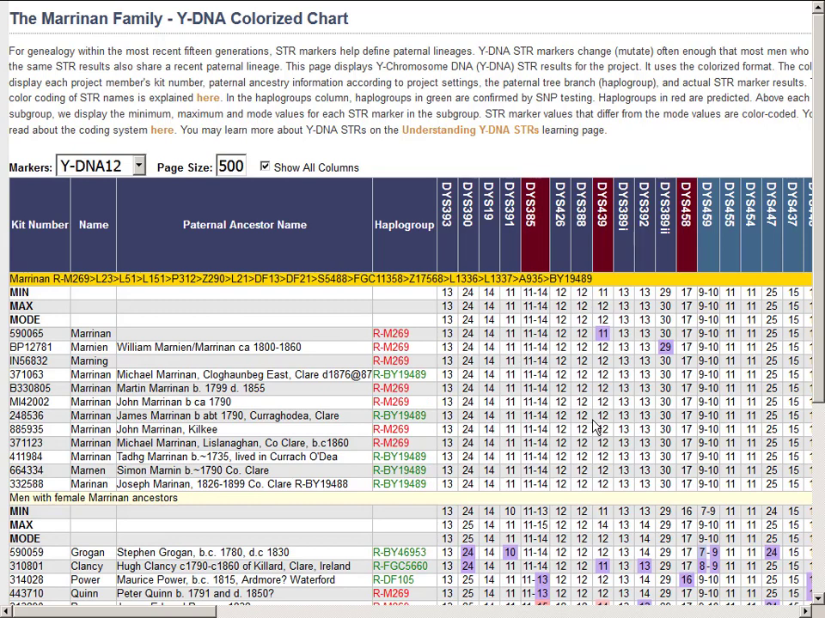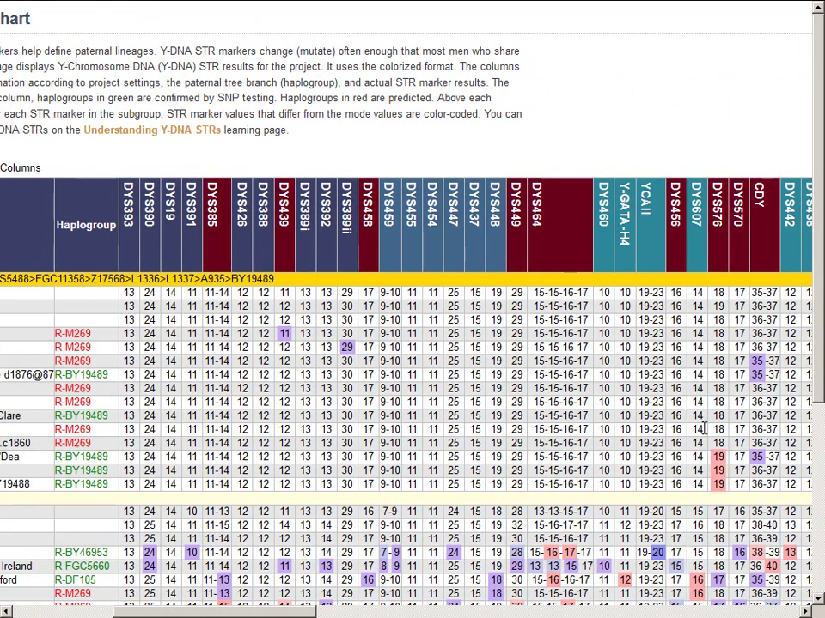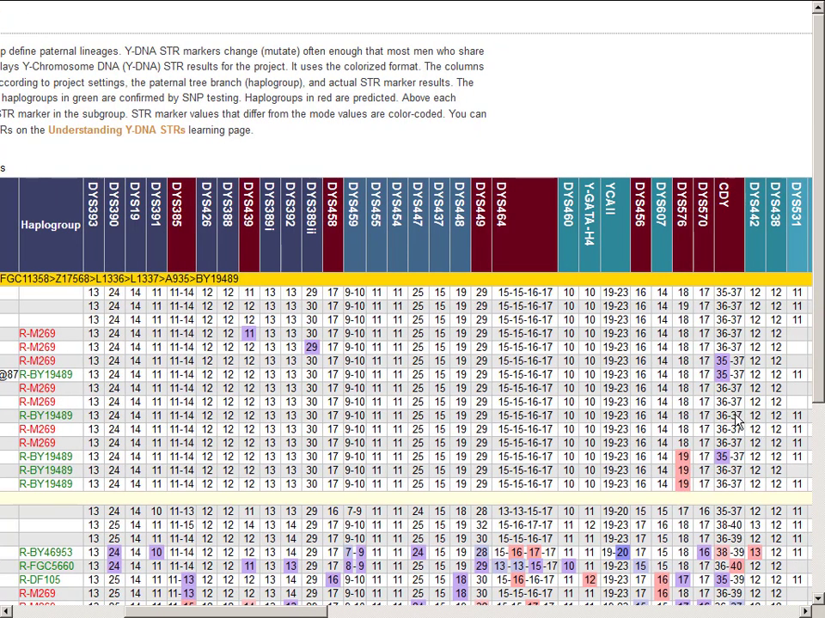Over here we have 111 columns with the values of the STR markers that have been observed for all these people. You notice all the Marnans have a 13, then a 24, then a 14. If there's a difference, it's highlighted in color. So the first guy has an 11 for that marker where everyone else has a 12. There's a 29, a second marker with a difference. There's some 19s and some 35s. So out of those first 37 markers, all 12 Marnan men match on 33 out of the 37.